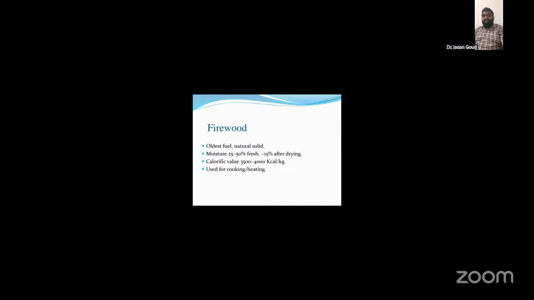Some uses of firewood: domestic cooking, space heating, and some traditional small-scale industries like bricks, nails, pottery. Some key points to remember: oldest and simplest fuel, easily available in forested and natural areas, efficiency improves after proper drying.